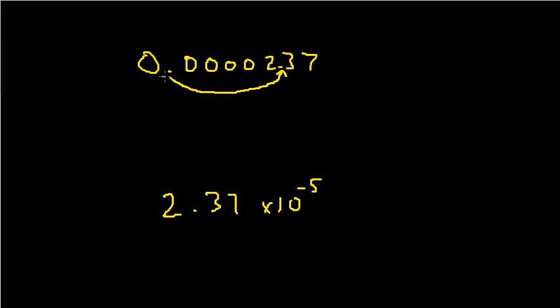When I'm using small numbers here, 10 to the 5th would have given me 237,000 if I had a positive 10 to the 5th. But using that negative 5th indicates a smaller number. 10 to the negative 5th is 0.00001. So the thing we need to keep straight: small numbers, I use a negative exponent; large numbers, positive exponent.